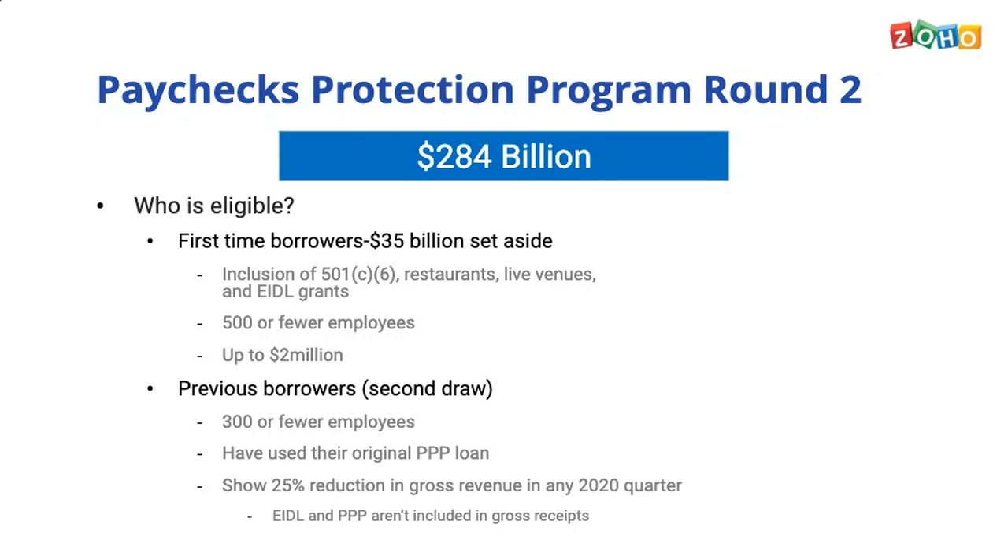For previous borrowers, though, they changed it up a little bit compared to first-time borrowers. You have to have 300 or fewer employees, compared to the 500 for first-timers. You have to have used up the original PPP loan entirely. And you need to show a 25% reduction in gross revenue for any quarter in 2020. Really, that comes down to whether your accounting is up to date, so you need to keep track of all that. Since the year's coming to a close, you should finish up your fourth quarter as soon as possible so you can apply for this loan whenever everything becomes available.